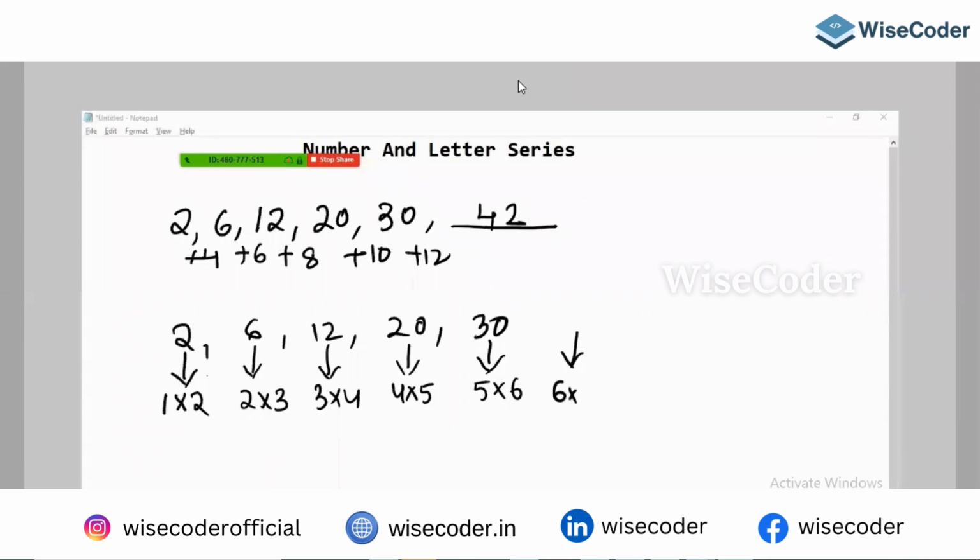6 and 7. Okay, 6 sevens are 42. So these are the different varieties of product series, guys. Okay, let's go to the next variety.